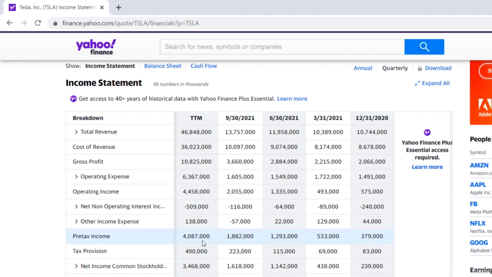So pre-tax income, Tesla here had $4.087 billion in income. And this is another good one. We're looking at quarterly numbers. Is that number going up, right? And we can see, yes, that number is really going up. And that's really a great sign.